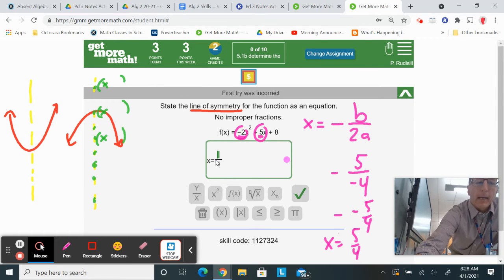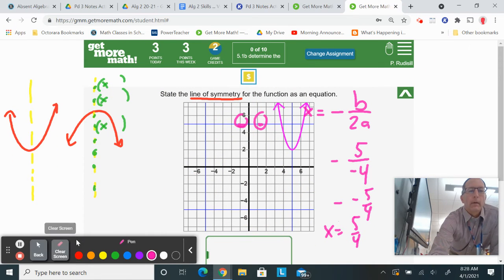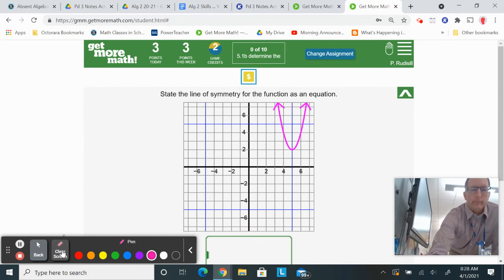5/4 is the same as 1 1/4. Now let's see if I handled it correctly. Good. Whew. So let me clear my screen. Let's see if this goes a little smoother.